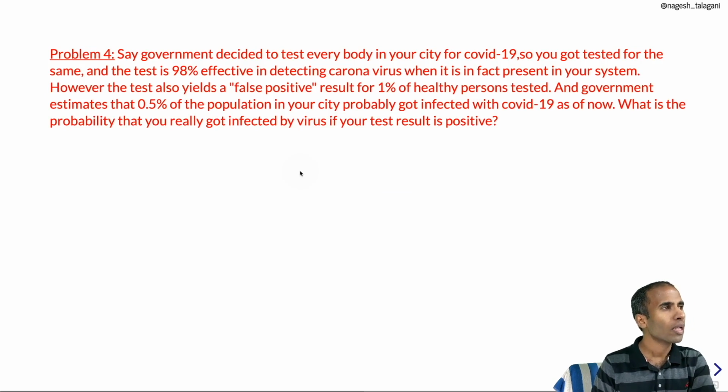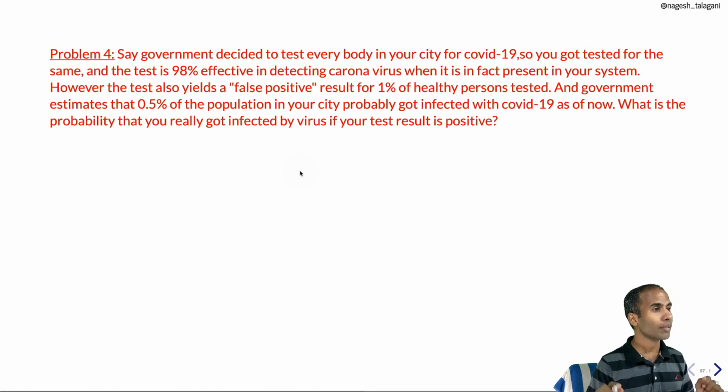Okay, problem. Say the government has decided to test everybody in your city for COVID-19. So you got tested for the same. And the test is 98% effective in detecting coronavirus when it is in fact present in your system. However, the test also yields a false positive result for 1% of healthy persons tested. And the government estimates that 0.5% of the population in your city probably got infected with COVID-19 as of now. What is the probability that you really got infected by the virus if your test result is positive?